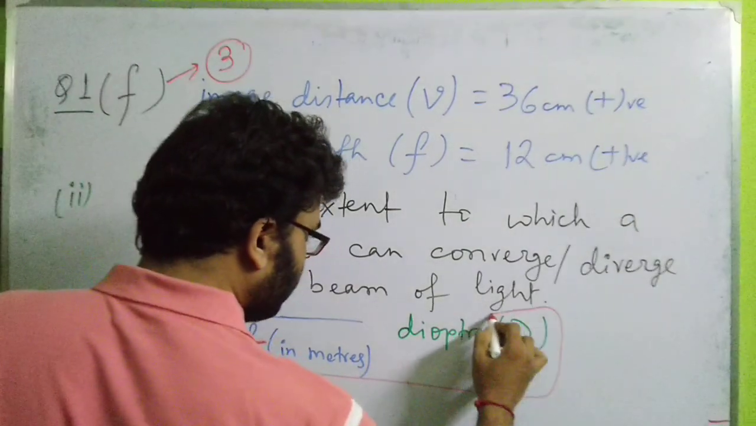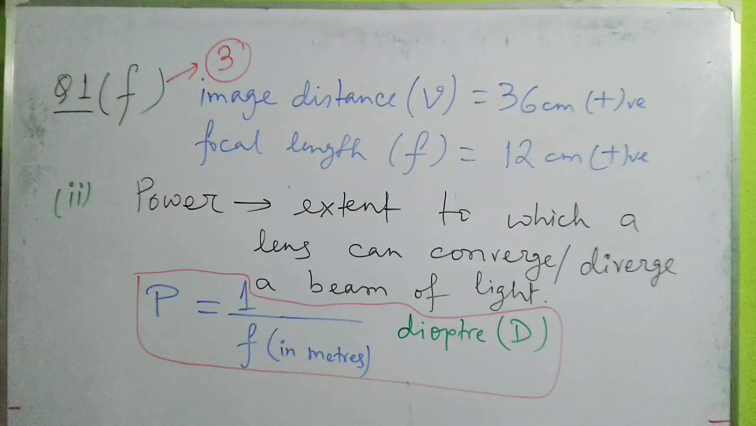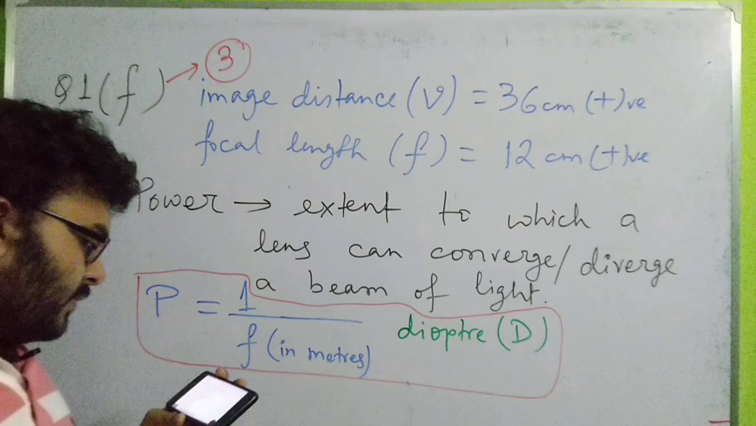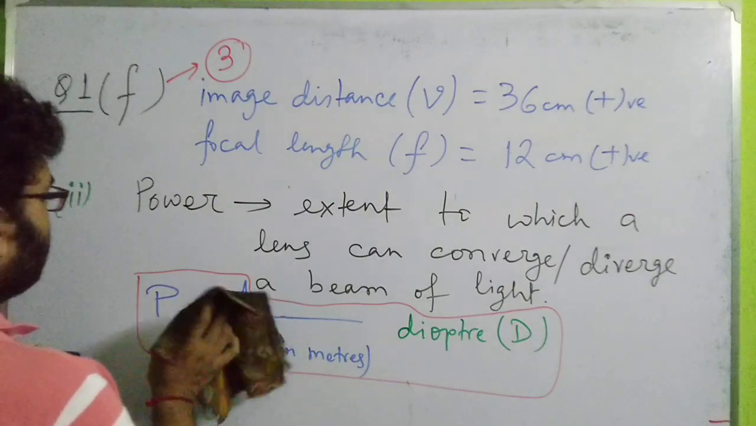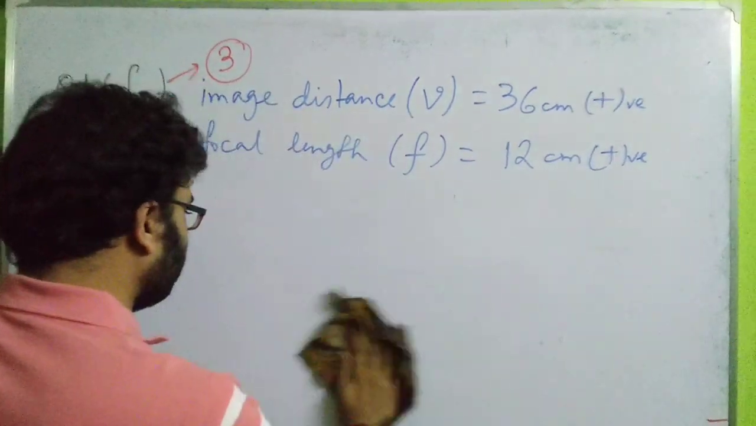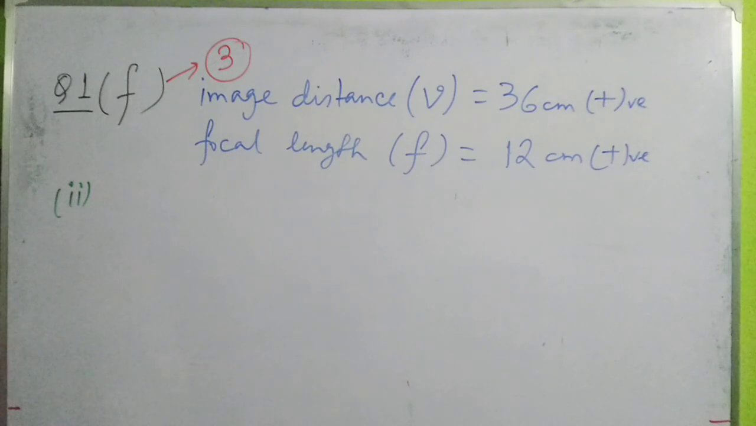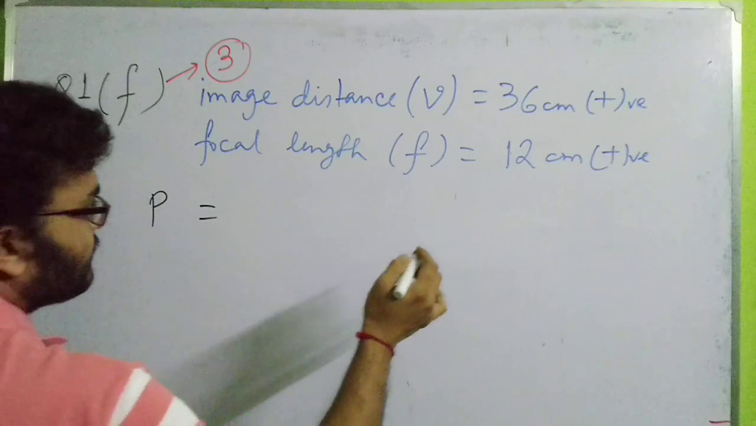If you want, you can note it down. It will help you in solving the problem. Now let us come to the calculation. The question asks, what is the power of the lens? So the power of the lens turns out to be like this. If you have not noted down the formula, please pause the video and note it down. So P will be equal to, now this focal length is 12 cm.